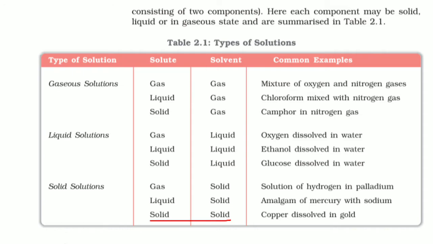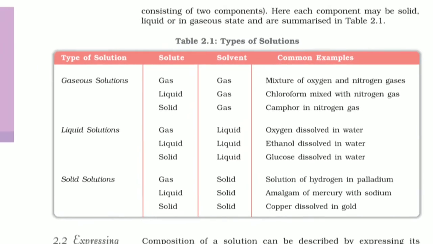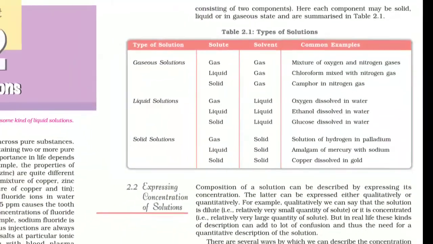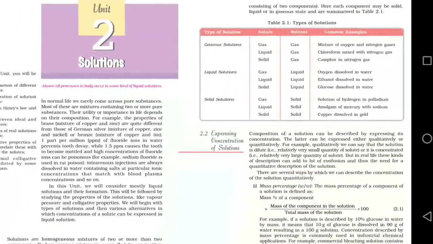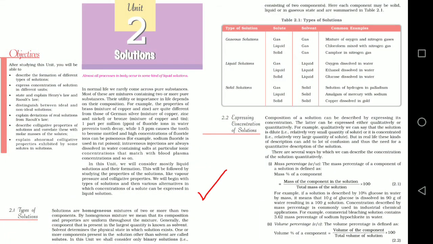This is also a very important subcategory of solid solution, which is solid in solid. Most of the alloys, like copper dissolved in gold and other types of alloys, are examples of this subcategory, solid in solid. So I hope you understand all about the introduction part of this solution chapter, the definition of solution, and also the classification of solutions.